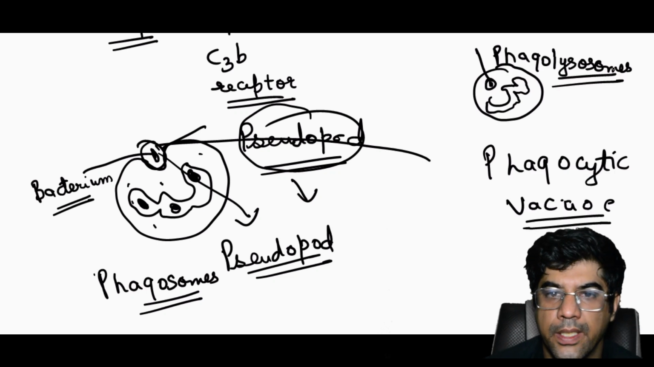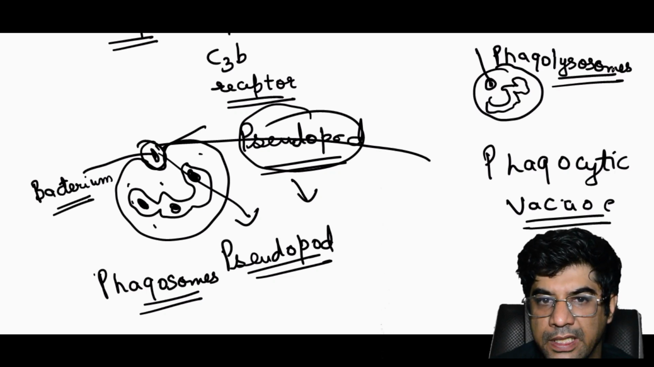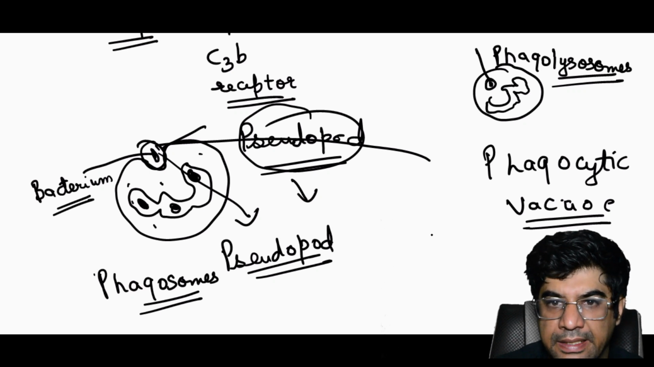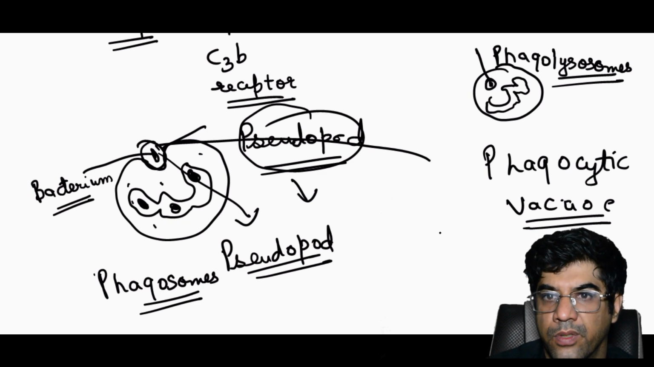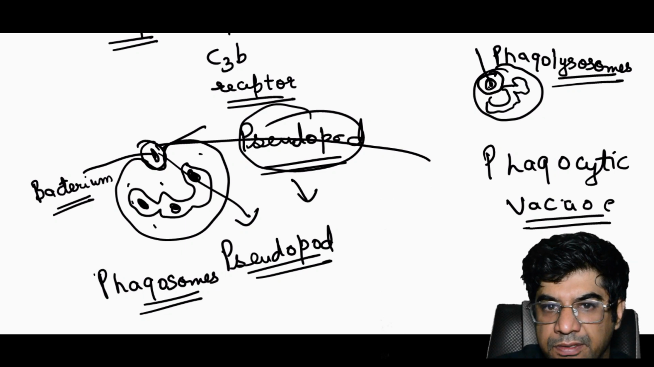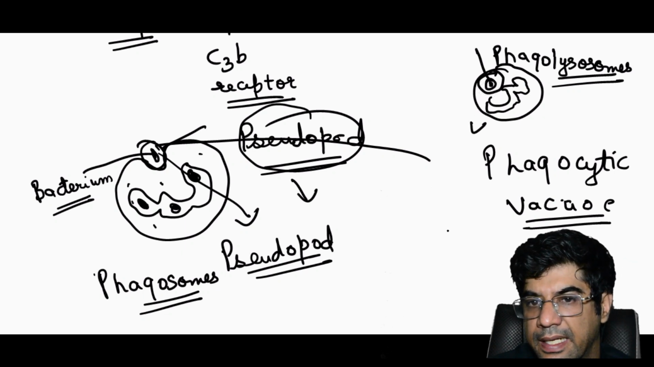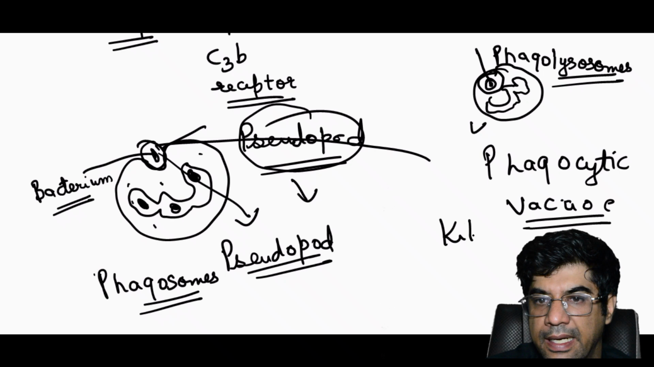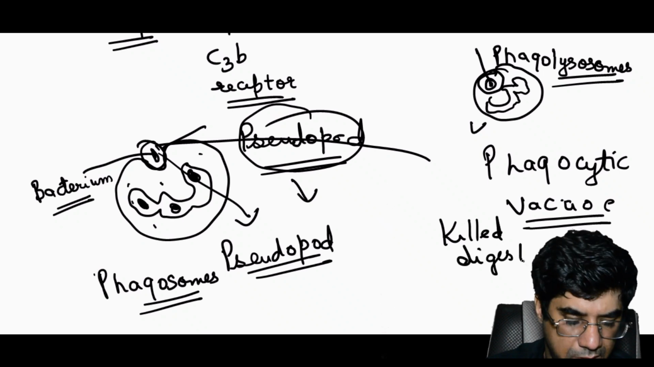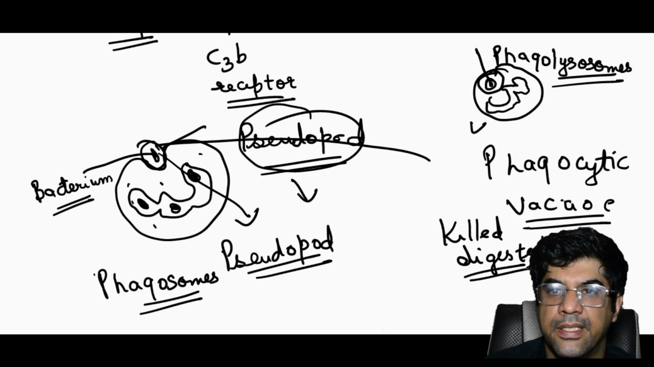Now, why do you think the phagosome needs to fuse with the lysosome? The lysosome contains digestive enzymes that break down the engulfed microorganism. So now the microorganism is trapped inside the phagolysosome, where it will get killed and digested. Remember, this process can occur through various mechanisms.